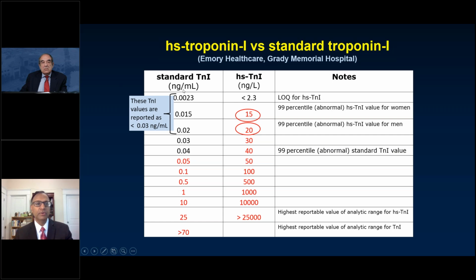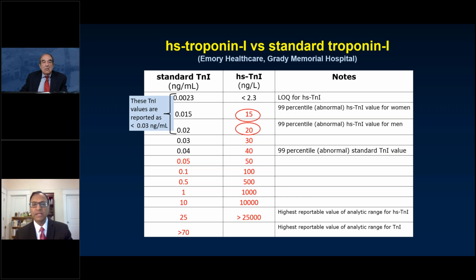And the units are reported as nanograms per ml. When you report as HS troponin, it's reported as nanograms per liter, and therefore the values are multiplied by 1,000. It's also customary when you're talking about high sensitivity troponin that we report these values as integers, as whole numbers, without decimal points.